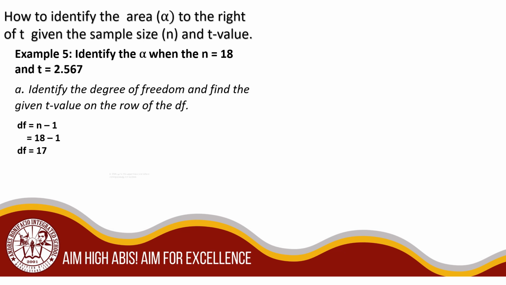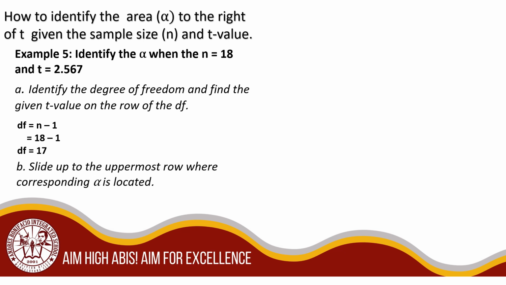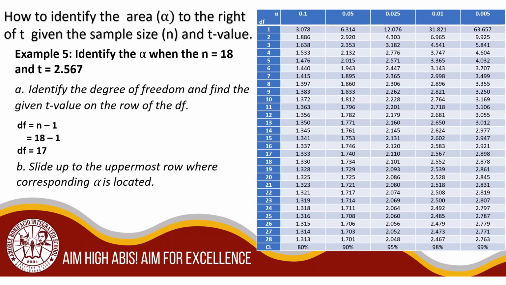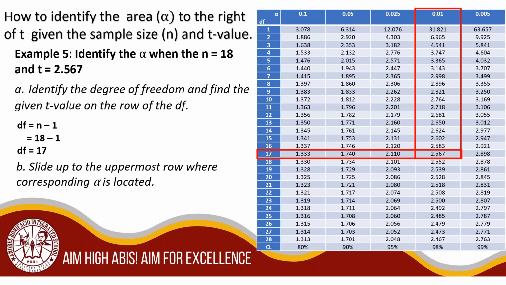And then, of course, after that, we're going to slide up to the uppermost row where the corresponding area is located. So, we will have this t-table. So, yung 17. Ayan. And then slide up. Ayun. So, yung 2.567 is under 0.01. So, therefore, the alpha corresponding or the area corresponding to n equals 18 and t value, which is 2.567, is 0.01.